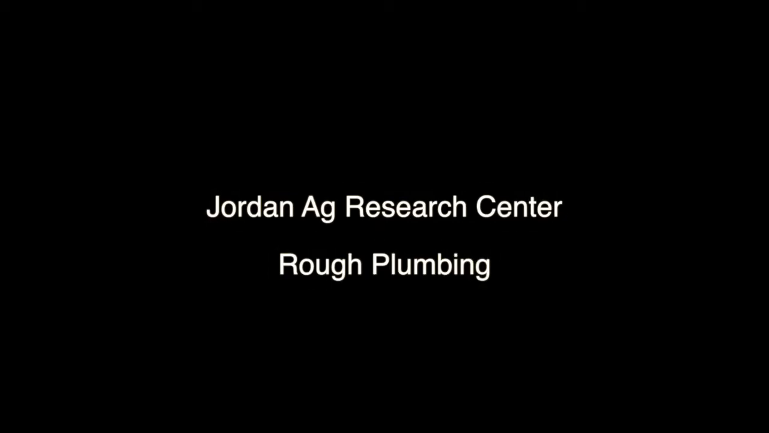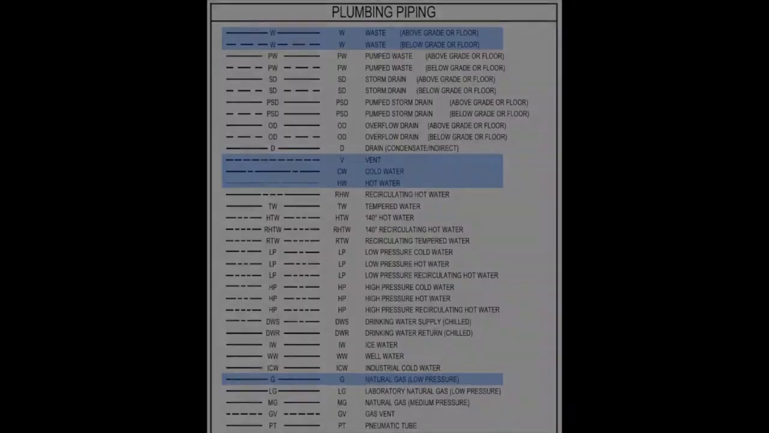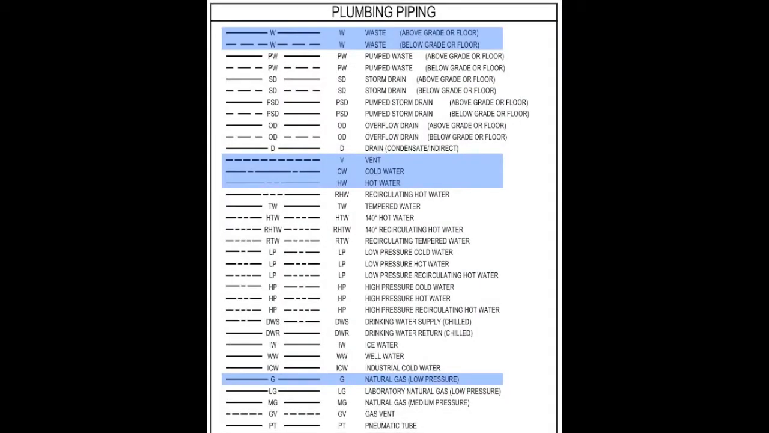This is an overview of the rough plumbing for the Jordan Ag Research Center. Considering the vastness of the scope of work entailed in the plumbing of a laboratory facility, the plumbing has been condensed into a few main components: wastewater, ventilation, cold water, hot water, natural gas in a few key areas of each floor.